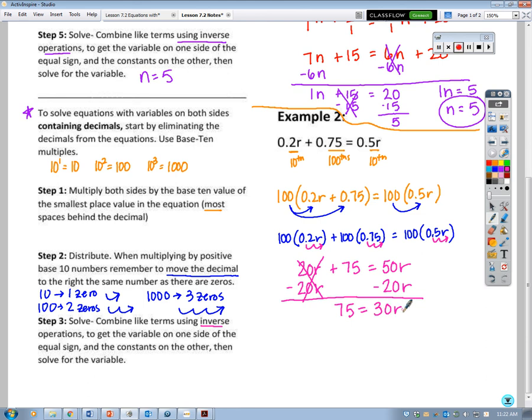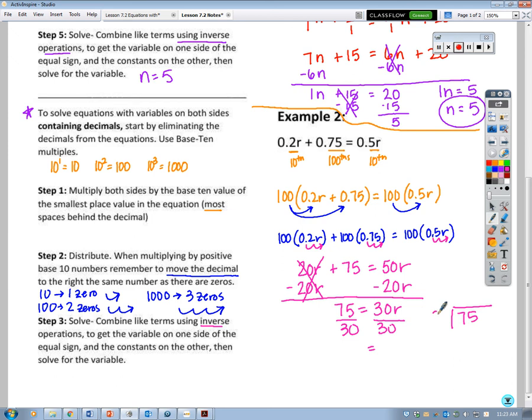Then I'm going to go ahead and divide, right? Because this is 30 multiplied by r. Since this is multiplication, the inverse would be division. So divide by 30. And then I'm going to end up with a decimal, right? So I've got 75 divided by 30.